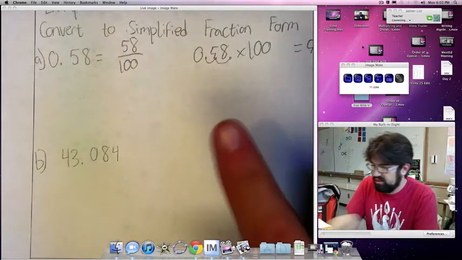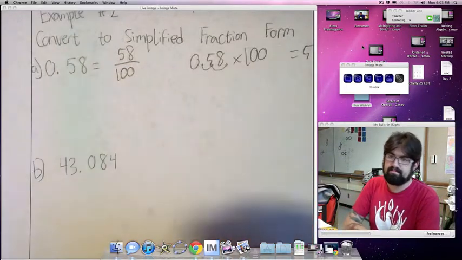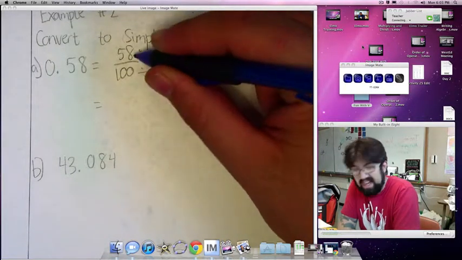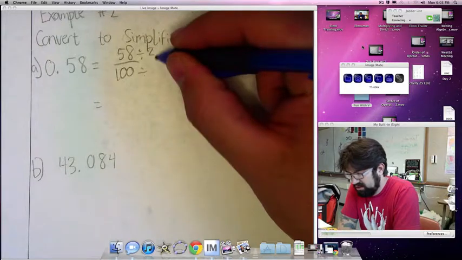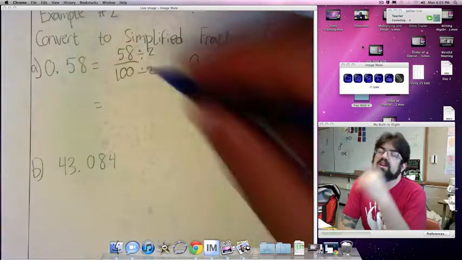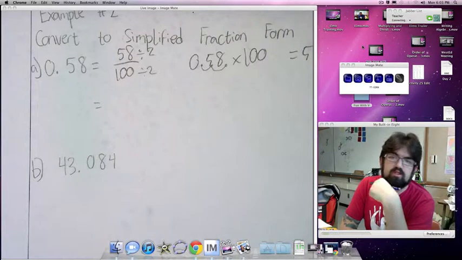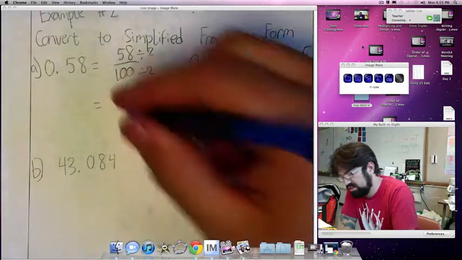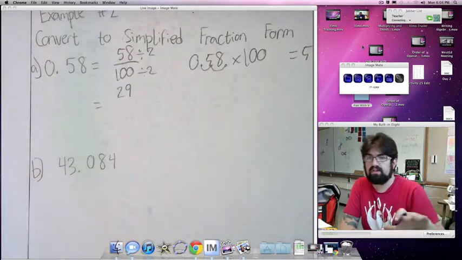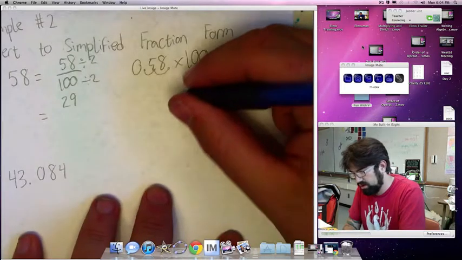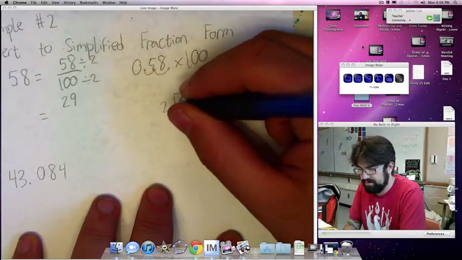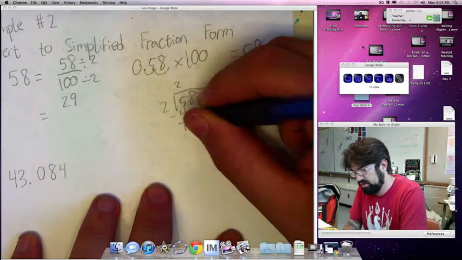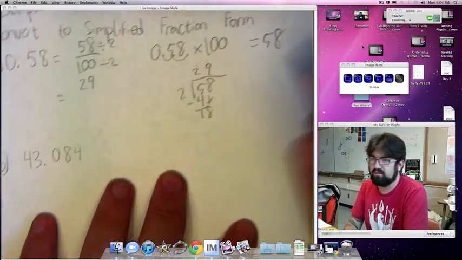What's left to do? Simplified fraction form. What can I divide top and bottom by? Well, 8 is even, 0 is even. I can definitely divide it by 2. Let's see, I know half of 50 is 25, and half of 8 is 4. So that means this is 29. If you have trouble doing that, do your scratch work over here. 2 goes into 5 twice. 5 minus 4 is 1, bring down the 8. 2 goes into 18, 9 times. 29 right there.